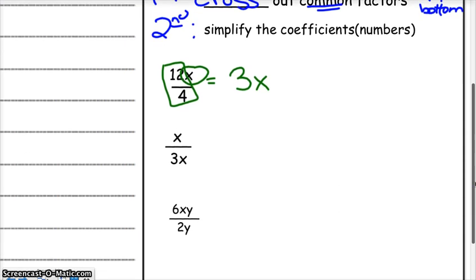X over 3x. Uh-oh, I have a common factor of x. They cancel out. So what's left, this is not a 0 here. This is a 1. There is a 1 on top. This turns into just 1 over 3. Okay? Not 3. Many students are going to pretend to put 3. They're going to throw that 3 on the top. Don't be one of them. There's a 1 on top. There's not a 3 on top.